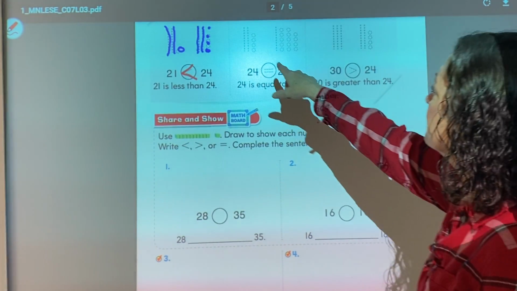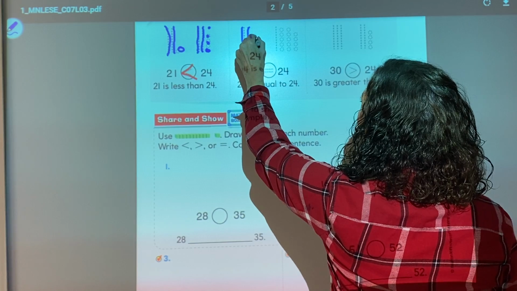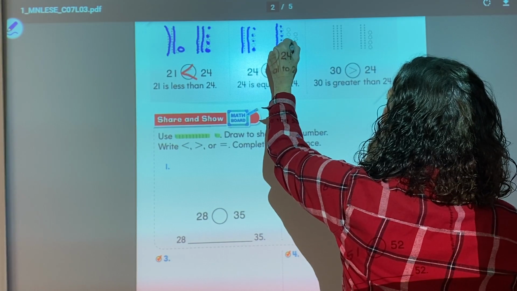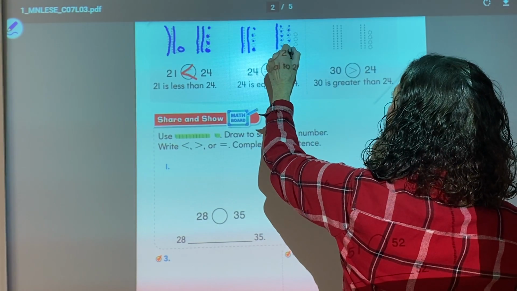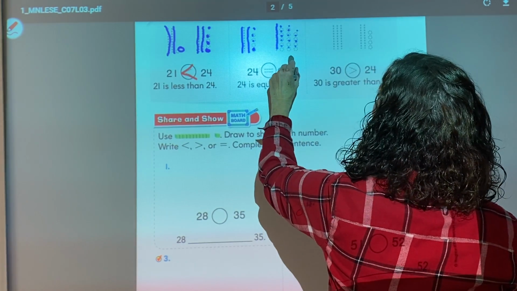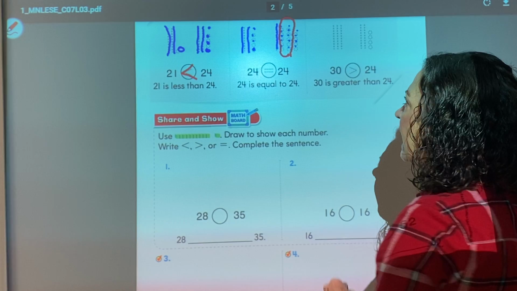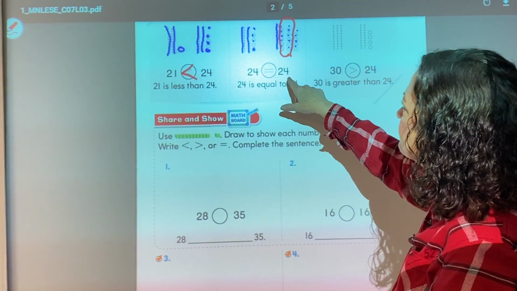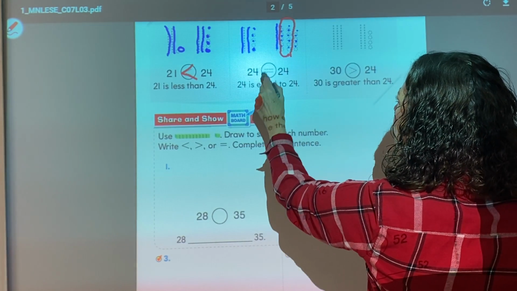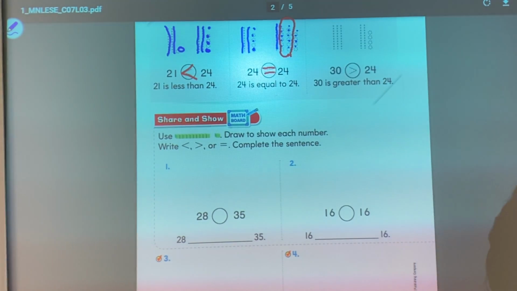The next one shows 24. And it shows 1 ten and 1, 2, 3, 4, 5, 6, 7, 8, 9, 10, 11, 12, 13, 14. So here, boys and girls, is another 10. They're trying to trick us. So in actuality, I have 24 here and 24 here, just done different ways. So 24 is equal to 24. So they're trying to trick us there, aren't they?